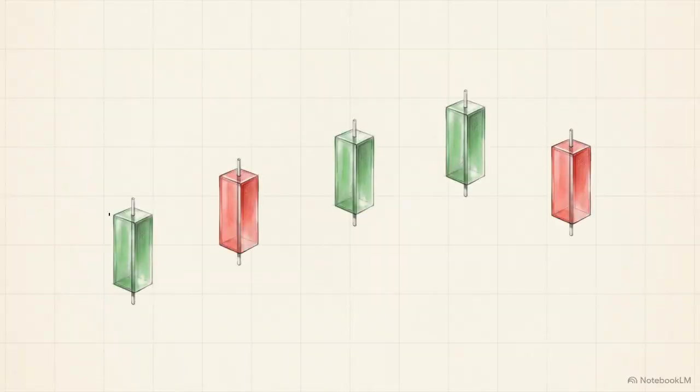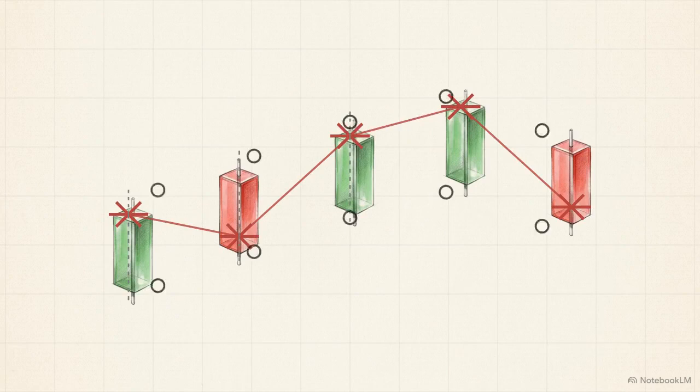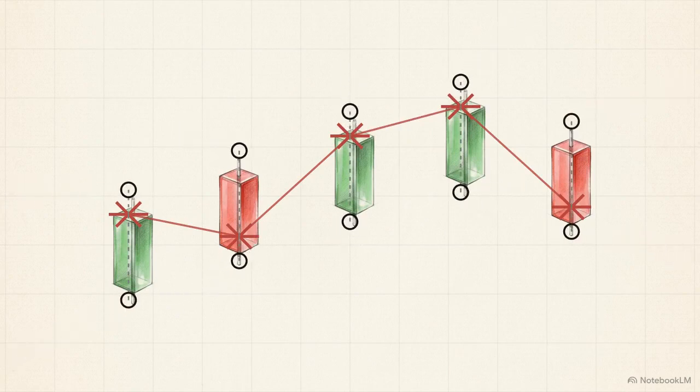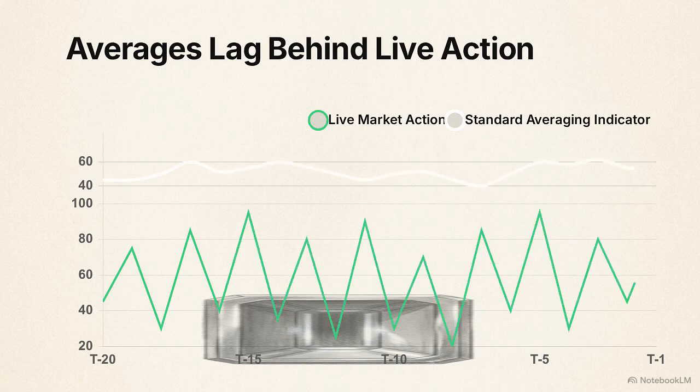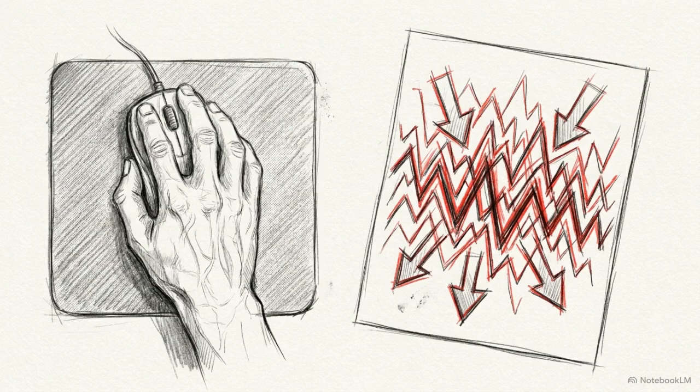Those tools are incredibly popular, but they share a core mechanical flaw. Their math relies almost entirely on historical closing prices. Because they average out those closing prices over time, they naturally lag behind live market action. When the market gets choppy, that lag generates false signals, baiting traders into terrible entries.